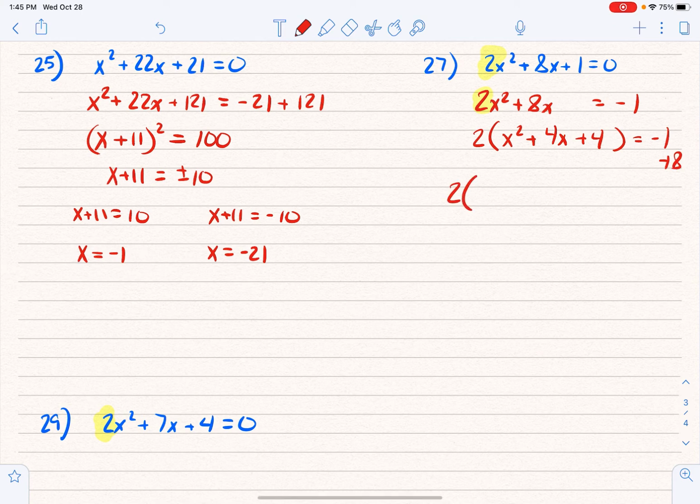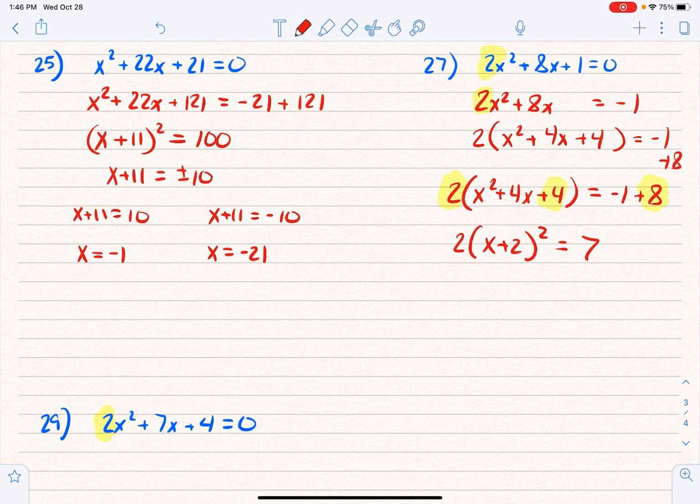So this becomes 2 times (x squared plus 4x plus 4) equals negative 1 plus 8. And why is that? It's because the 4 times the 2 gives me the 8. I added 8 to one side. I have to add 8 to the other side. Now I can break this down and say, well, 2 times (x plus 2) quantity squared equals 7.